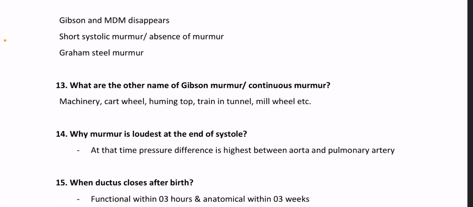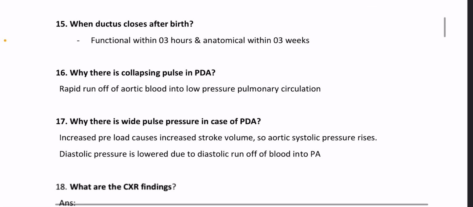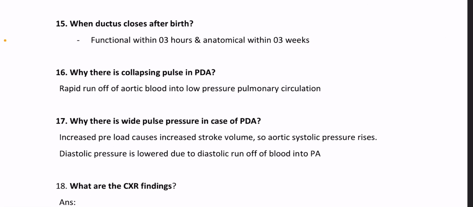What are the other names of Gibson murmur or continuous murmur? The other names are machinery murmur, cartwheel murmur, humming top murmur, train in tunnel, mill wheel murmur. Why is the murmur loudest at the end of systole? At that time, pressure difference is highest between aorta and pulmonary artery. When does the ductus close after birth? Functionally within 3 hours and anatomically within 3 weeks.